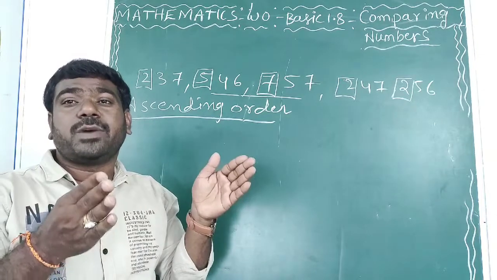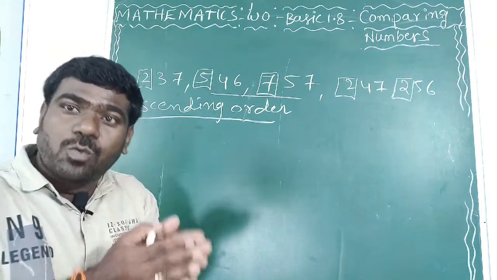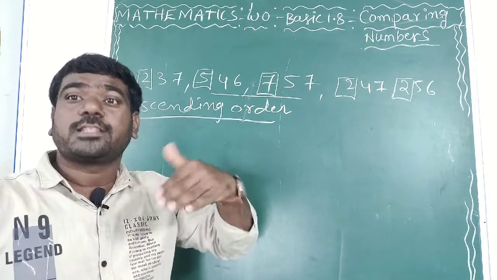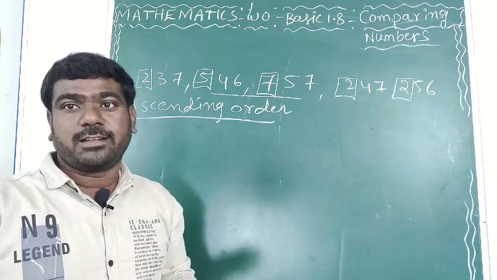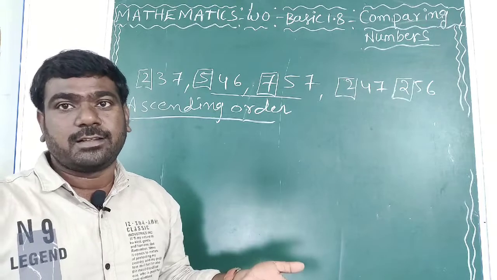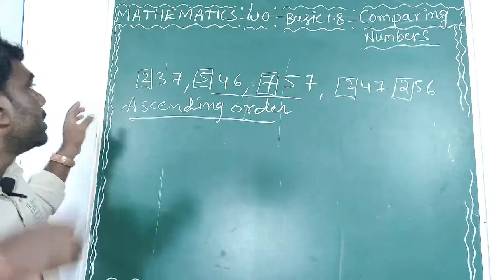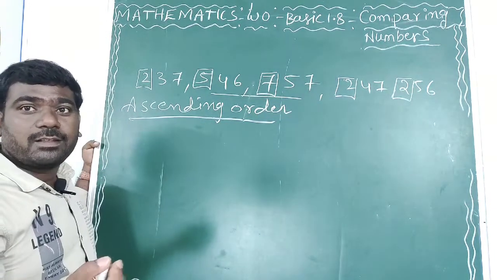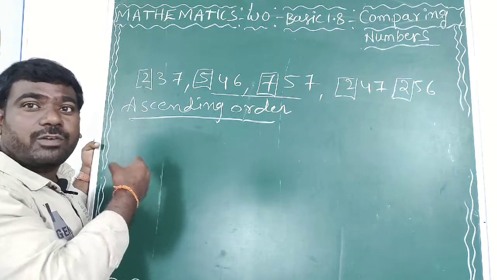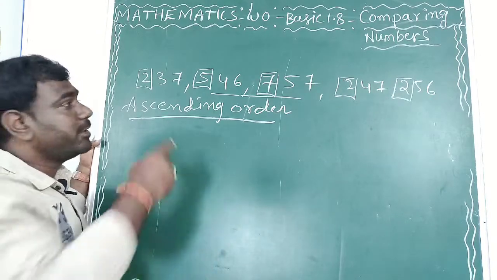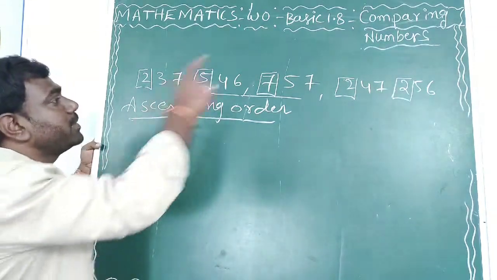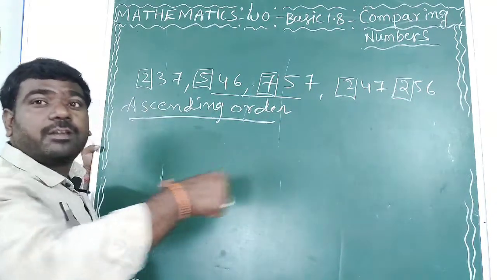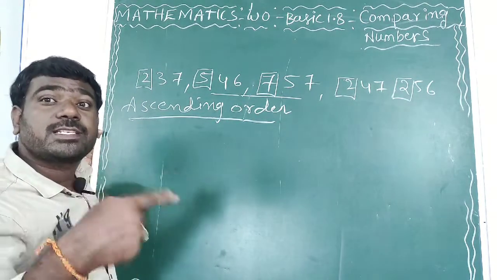So which numbers have the first digit equal? For those numbers, we have to consider the next digit. Check again here. The first digit is equal for all, so we can't decide. Because 2 is equal for all, we can't decide which number comes first. That's why for these 3 numbers we are going to check the next digits.